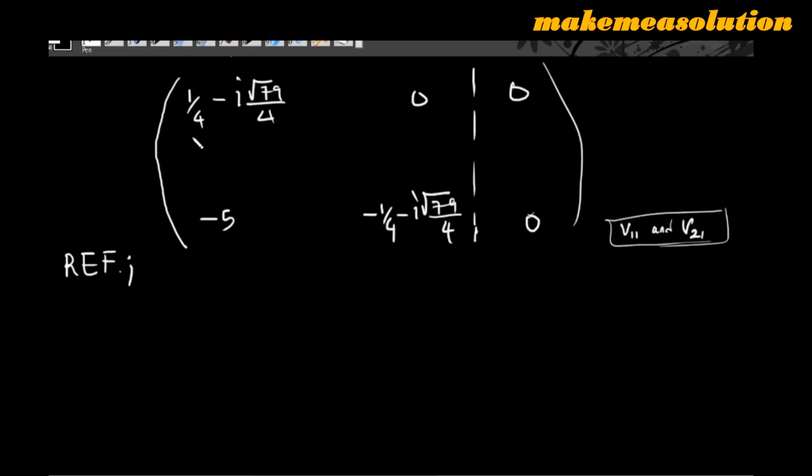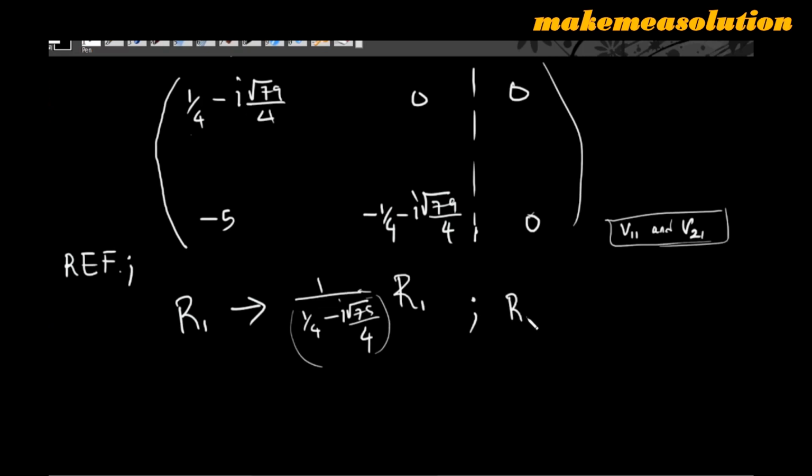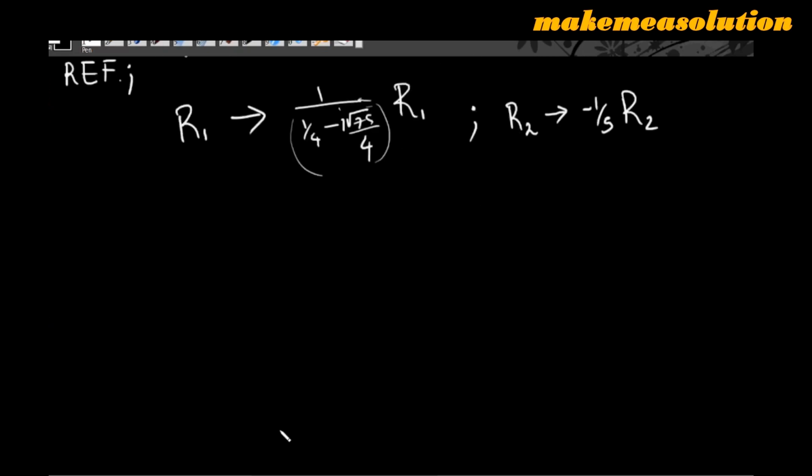The first thing is I'll divide this particular term. So I'll say my new row 1 is equal to the old row 1 divided by this term, so 1 all over 1 over 4 minus i root 79 over 4. Okay, so I'm dividing the old row 1 by this particular term. I can also say that my new row 2 is equal to old row 2 divided by minus 1 over 5. Okay, so let's see how this will transform our system.